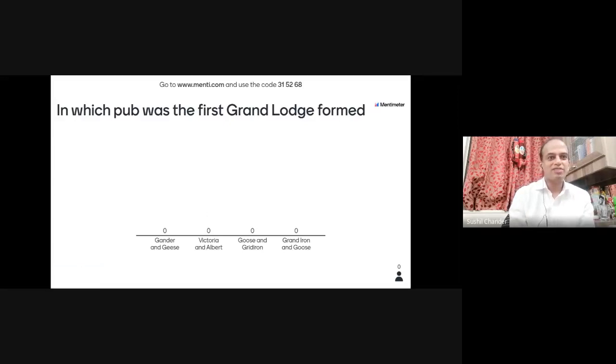So the question is, in which pub was the first Grand Lodge formed? The four options given below: Gander and Geese, Victorian Albert, Goose and Gridiron, Grand Iron and Goose. Please do not answer here. There is a menti.com on your phones. Go to menti.com and use the code 315268. Get in and you would find the question and you can answer.